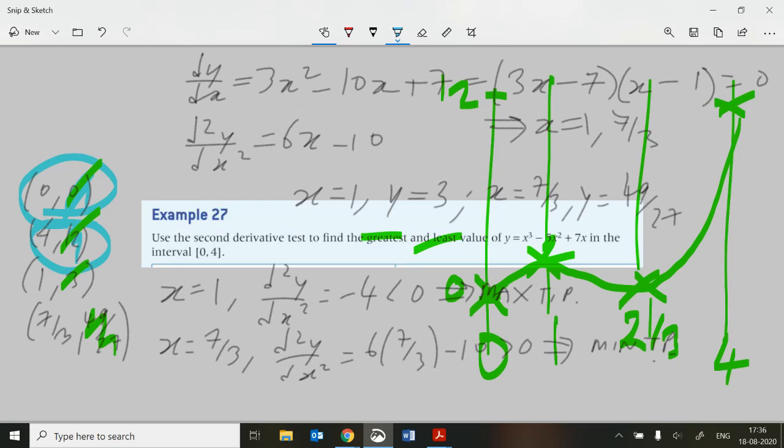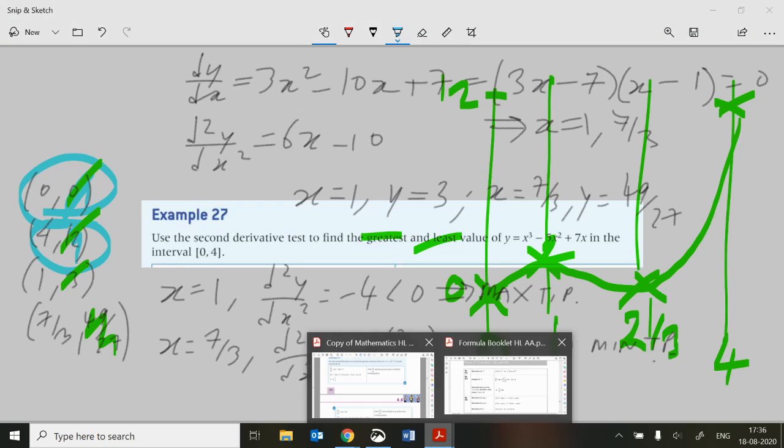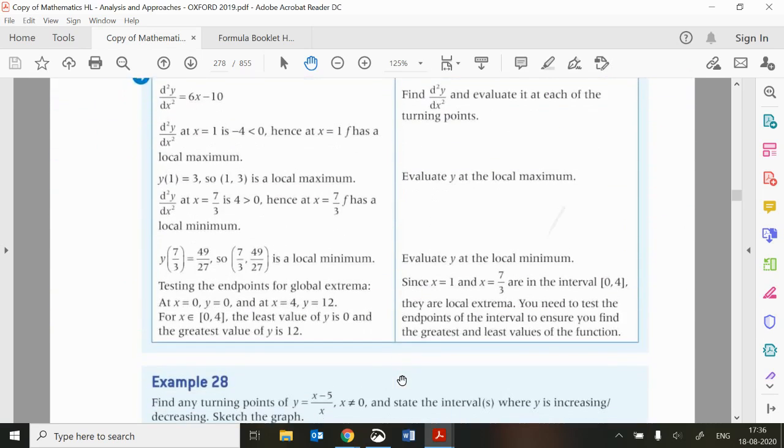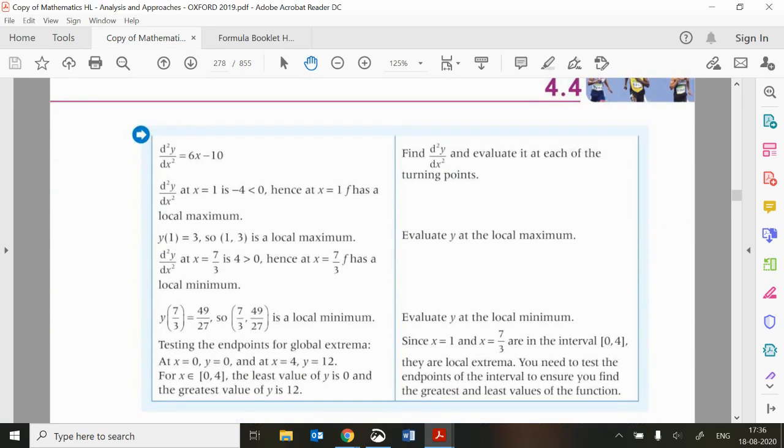Okay, well, let me do that on Desmos as well, but let's also see what the book says. The book says at x equal to 0, y is equal to 0, and x is equal to 4, y equals 12. Okay, so there you go. That's done. So we just need to consider the endpoints there. That was kind of important.